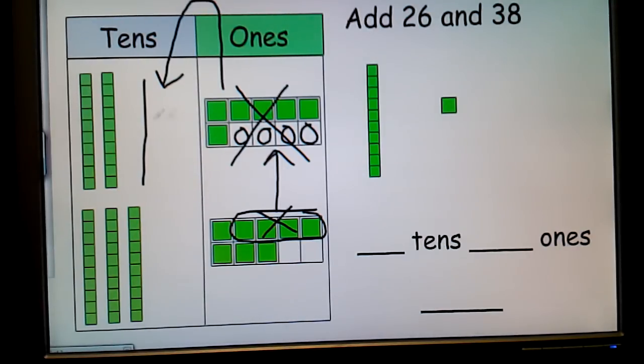Now, how many 10s do I have? 1, 2, 3, 4, 5, and 6. And as for my ones, I have 1, 2, 3, 4, 4 ones left over. 6 tens and 4 ones is the same as the number 64. 26 and 38 when added together gives me the number 64.